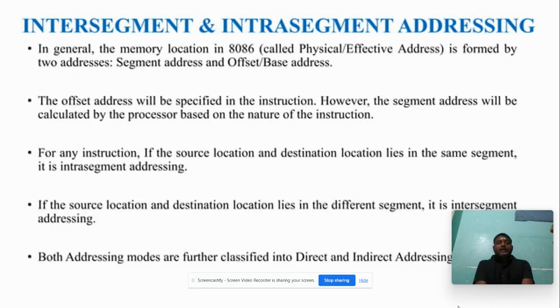Next one, inter-segment and intra-segment addressing modes. Generally, a memory location in the 8086 microprocessor is formed by two addresses. One is the segment address and the other is the offset or base address. The offset address is specified in the instruction. However, the segment address is calculated by the processor based on the nature of the instruction.